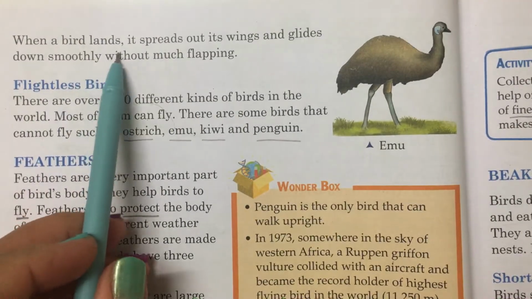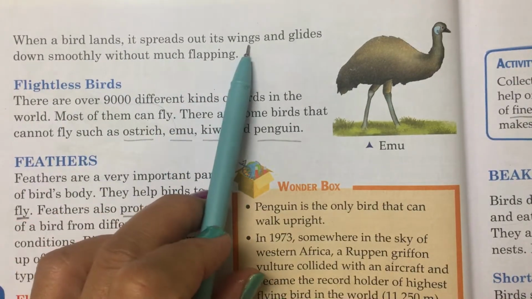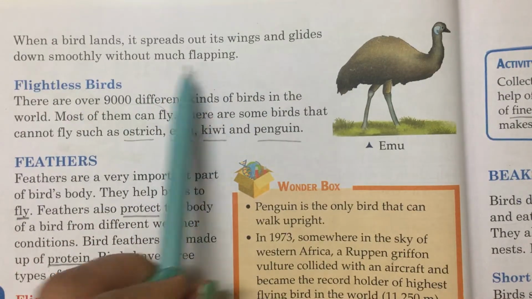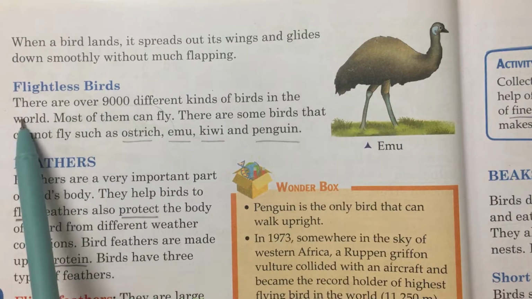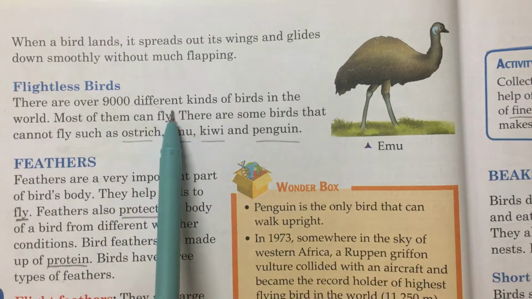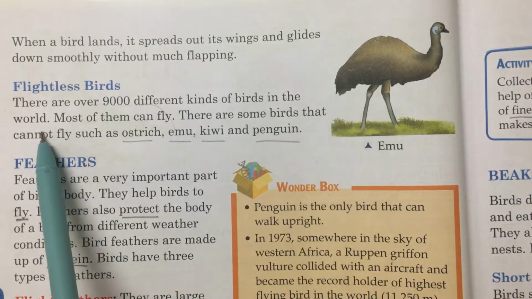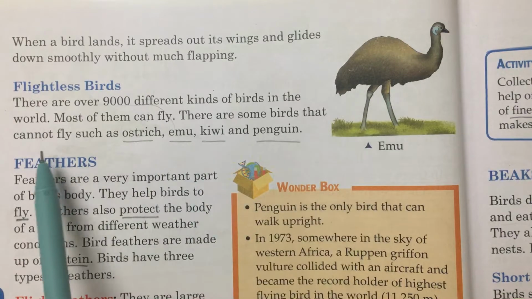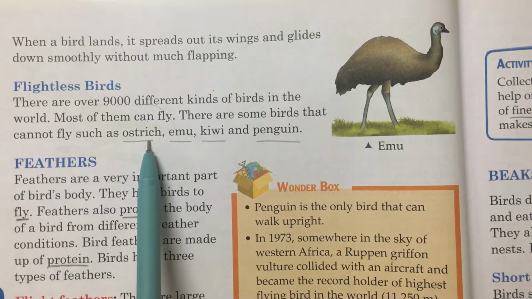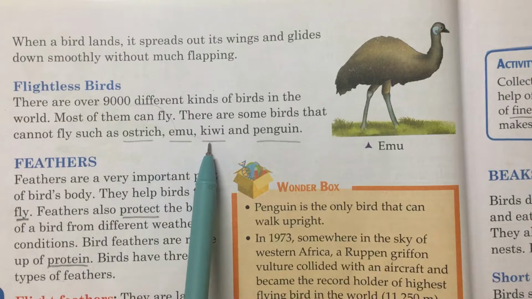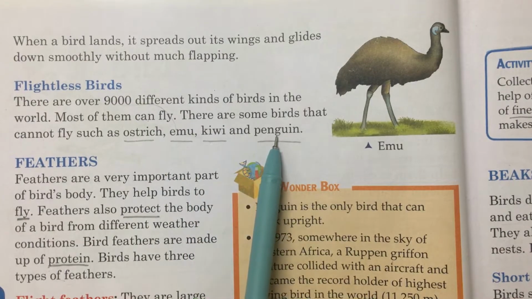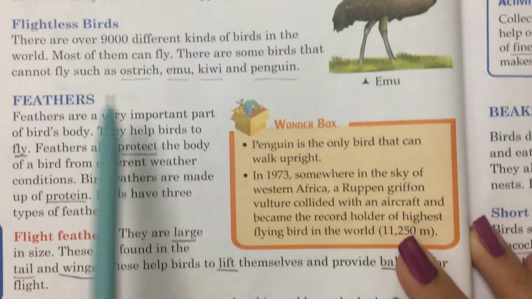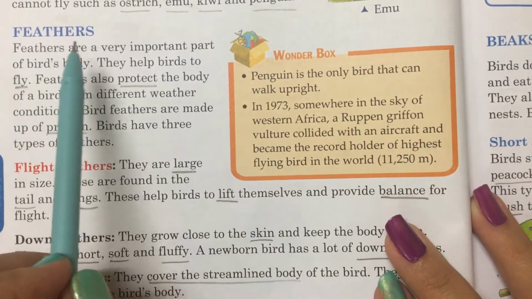When a bird lands, it spreads out its wings and glides down smoothly without much flapping. Flightless birds. There are over 9,000 different kinds of birds in the world. Most of them can fly. There are some birds that cannot fly, such as ostrich, emu, kiwi, and penguin. This is the shape of an emu bird. Now let's learn about feathers.